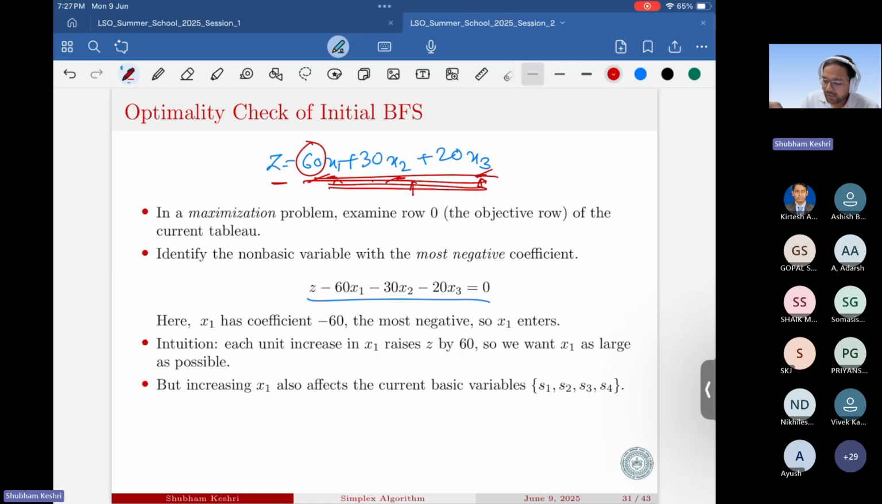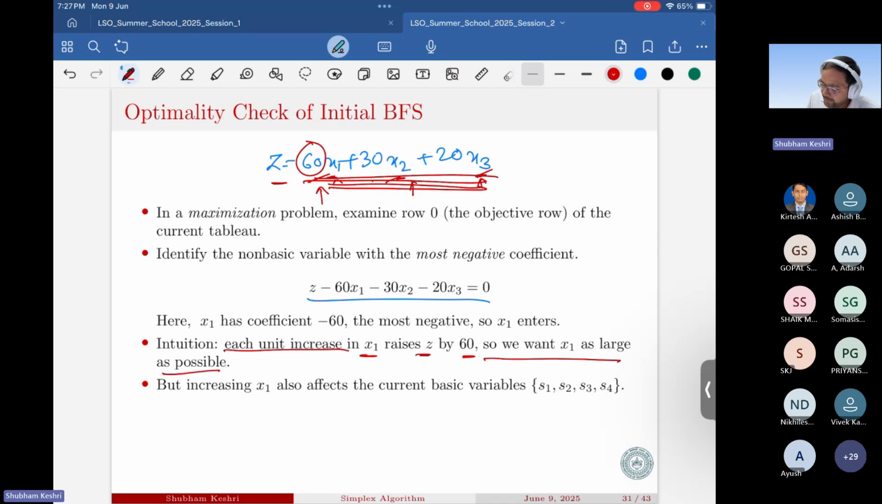Okay. So what I was saying is, we will pick x1. What do I mean when I say pick x1? It means that we will try to increase the value of x1. Currently it is 0. If you increase the value of x1, you see the objective function value increases. So intuitively, each unit increase in x1 raises z by 60.